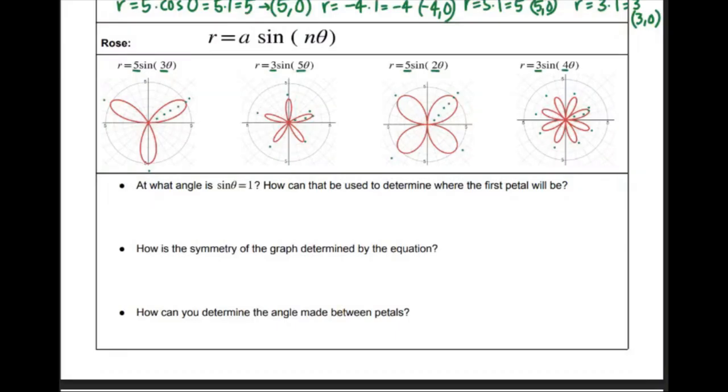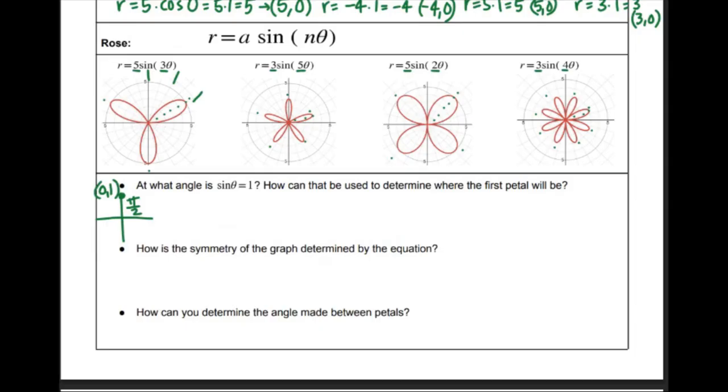All right, at what angle is sine of theta equal to 1? Well, think about your typical xy coordinate plane. Sine of theta equals 1 when the y coordinate is equal to 1, and that would occur at an angle of pi over 2. How can that be used to determine where the first petal will be? This one appears to be a third of the way to pi over 2.